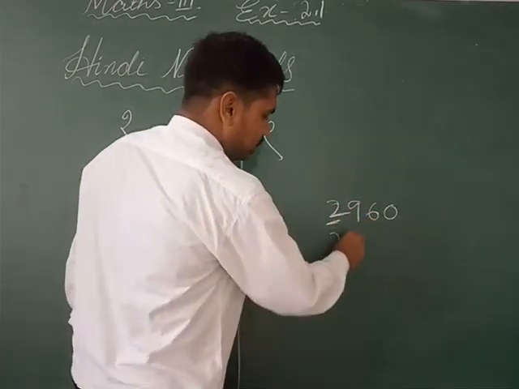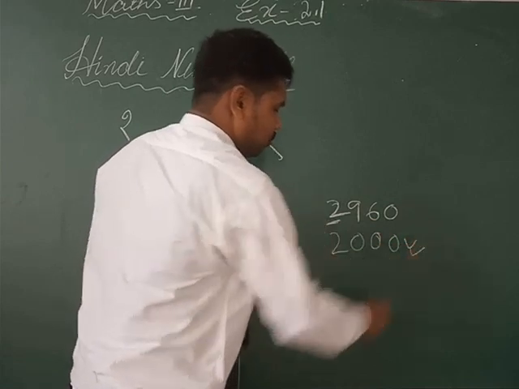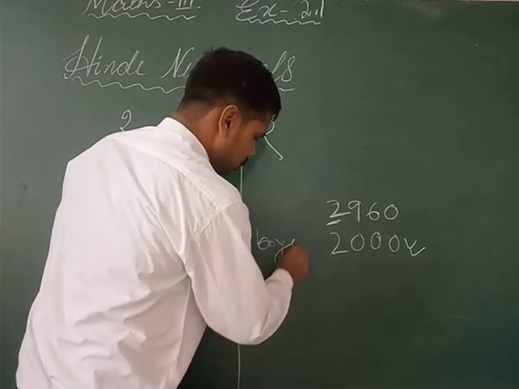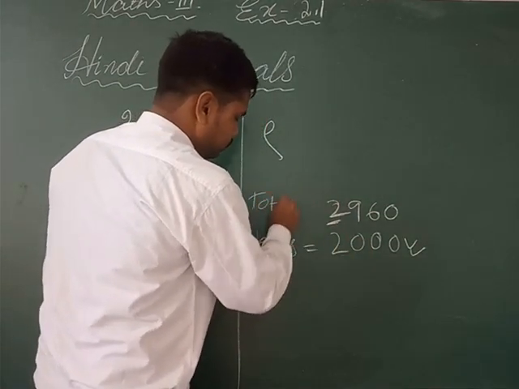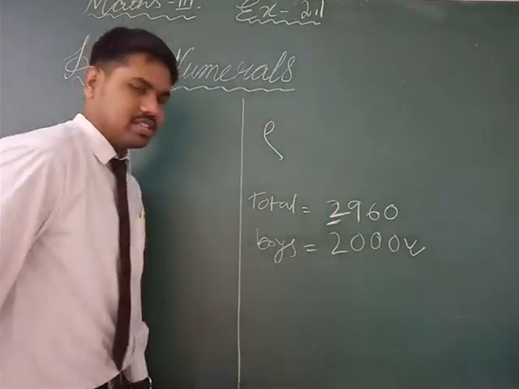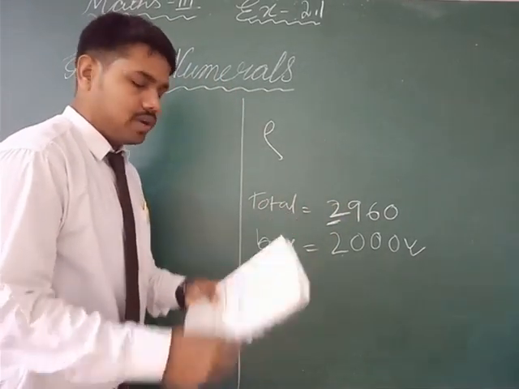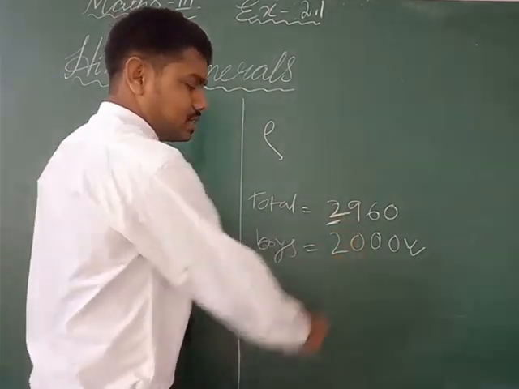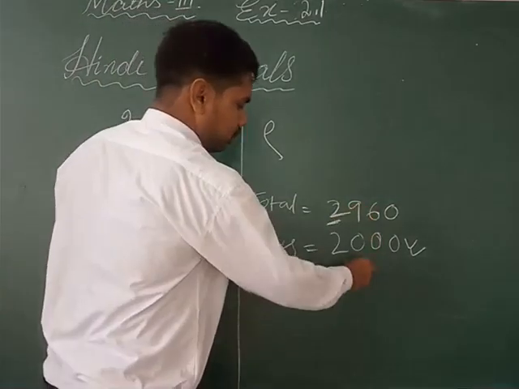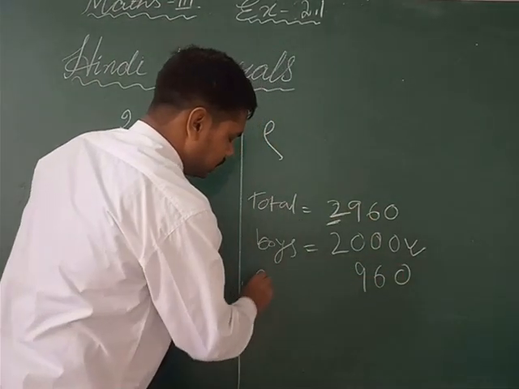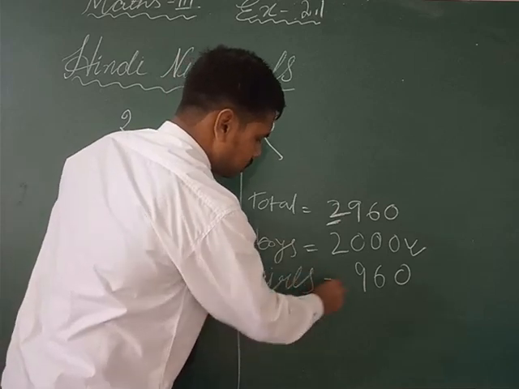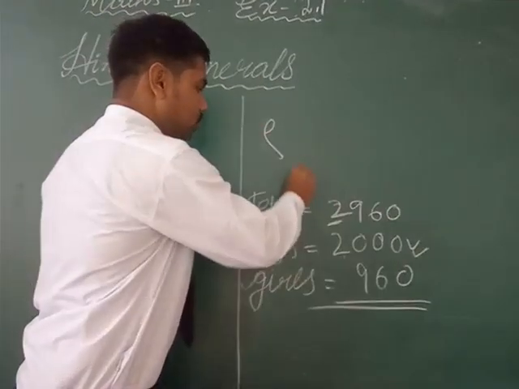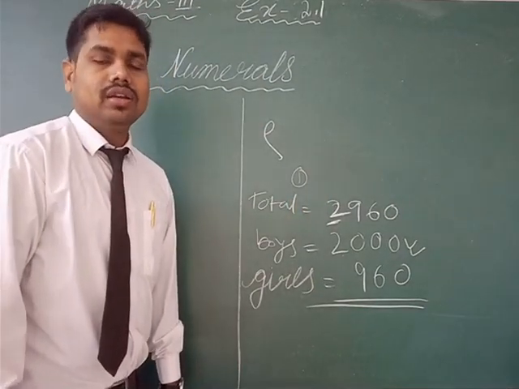So the number of boys is equal to this much, and the total students is equal to this much. Now it is asking what is the number of girls in the school. To find the girls, we will subtract the boys from the total. If you subtract, the answer will come 960. That means the girls in that school are 960. So this is all about value-based question number 1.